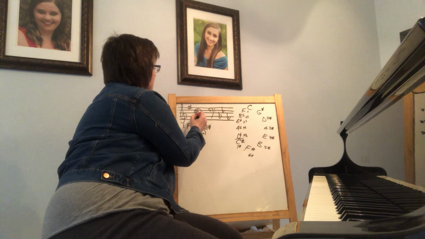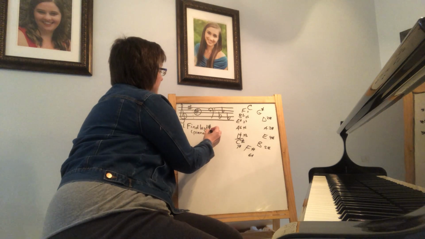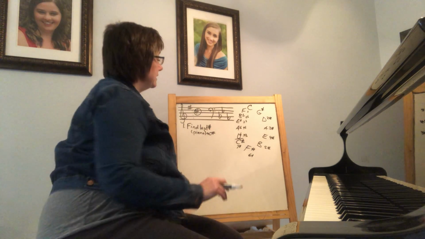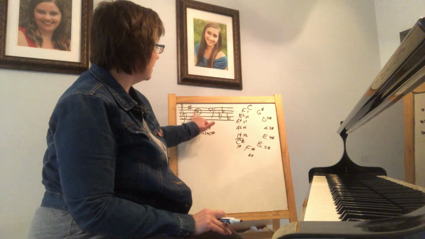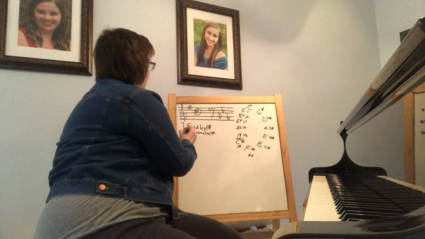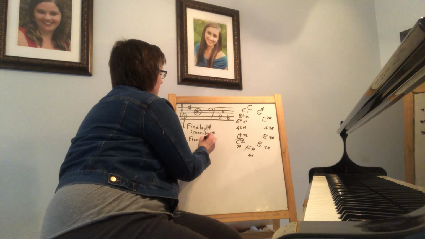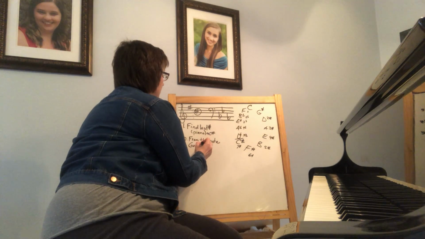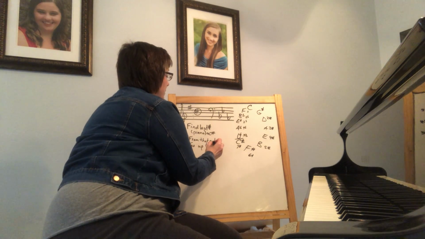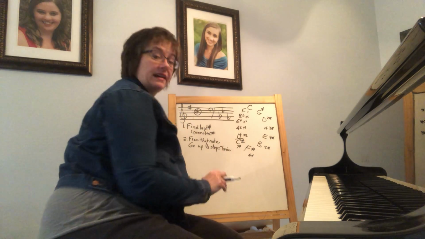I'm on my spaces, so F-A-C. So it's a C sharp that I'm going to find on the piano. This is really important that you find it as a sharp, because this is telling you that it's sharp. From that note that you find, you're going to go up a half step, and the key that you land on is tonic.